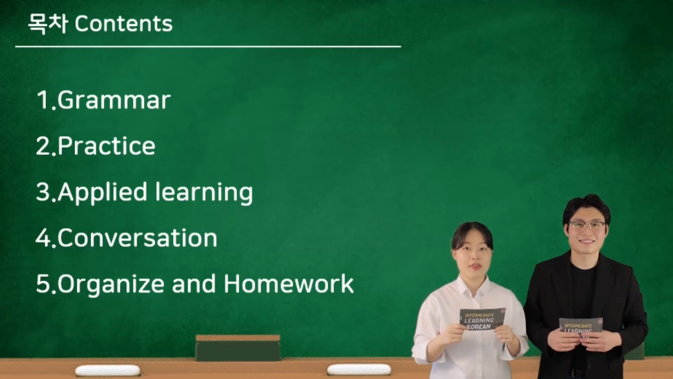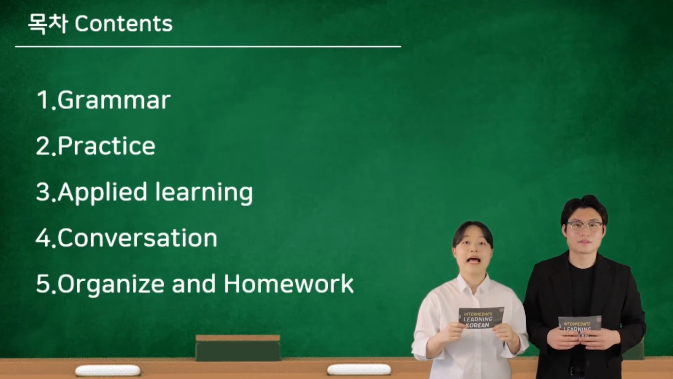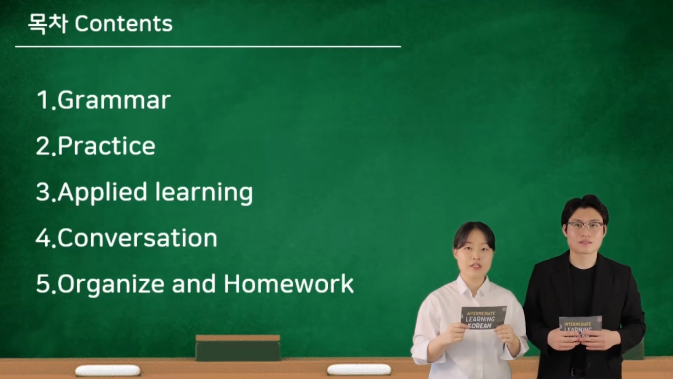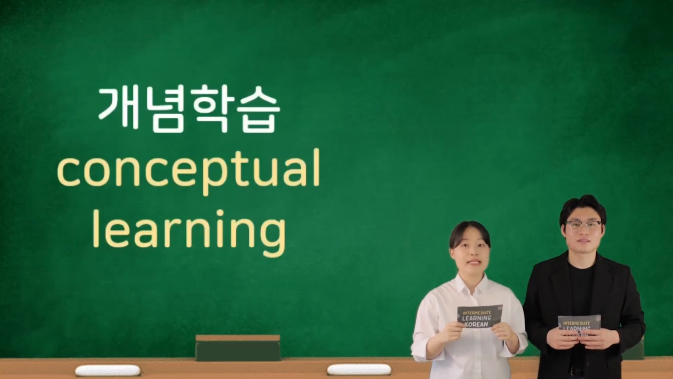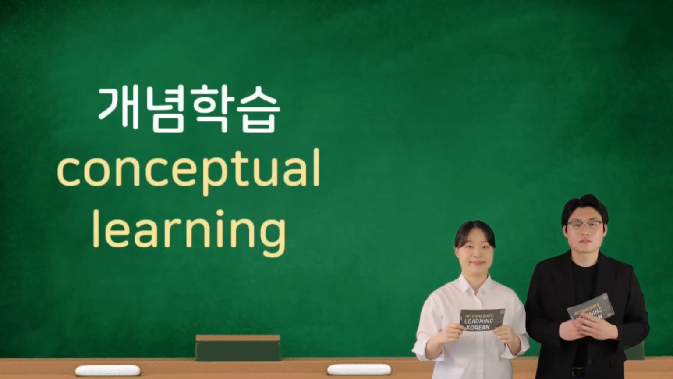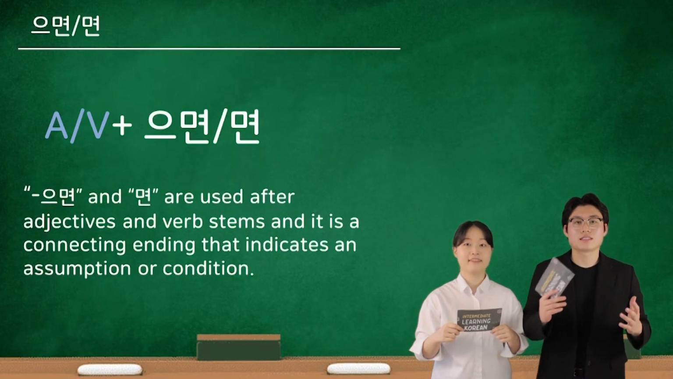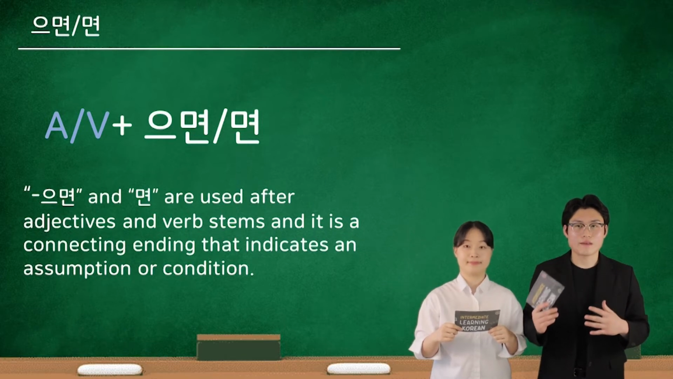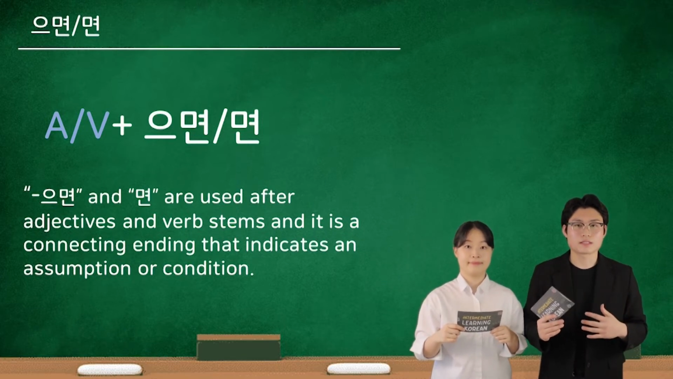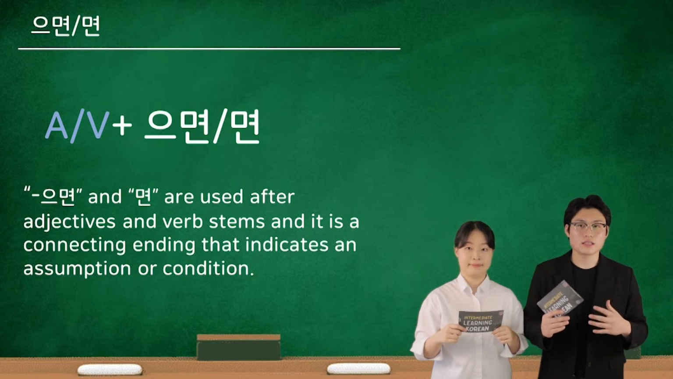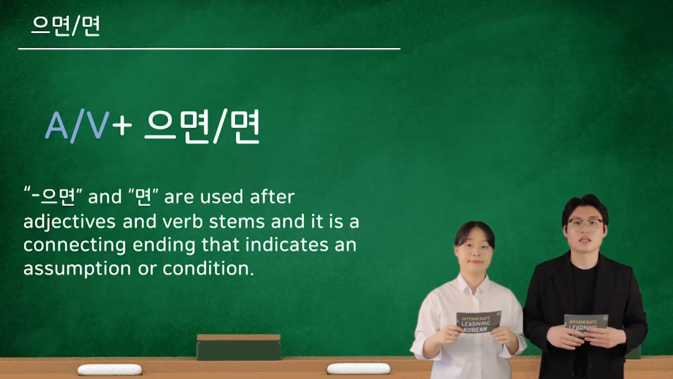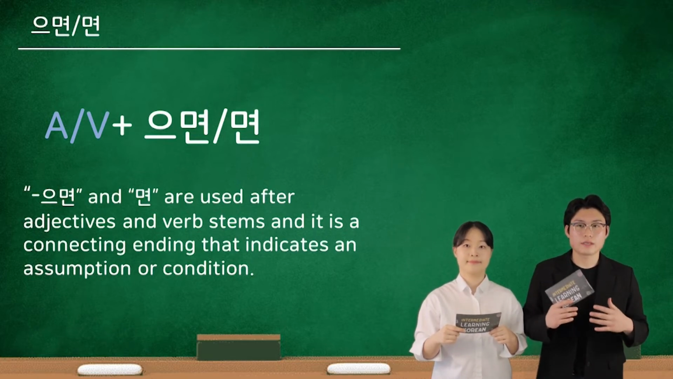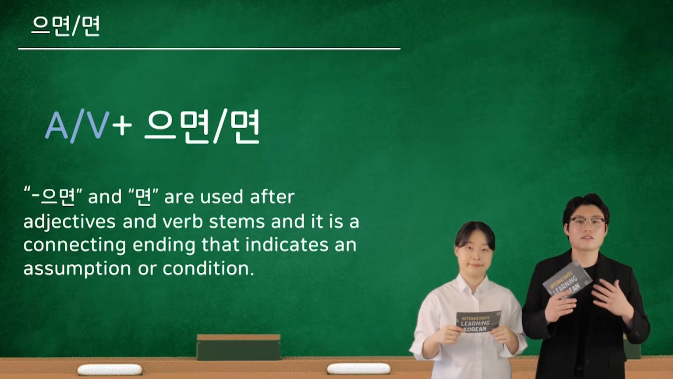This is the first example sentence: 돈을 많이 벌면 세계 여행을 가고 싶어요. In this sentence, 벌면 is an expression created by adding 면 to the verb 벌다. Okay, this is the second example sentence: 상한 음식을 먹으면 배탈이 나요. In this sentence, 먹으면 is an expression created by adding 으면 to the verb 먹다.